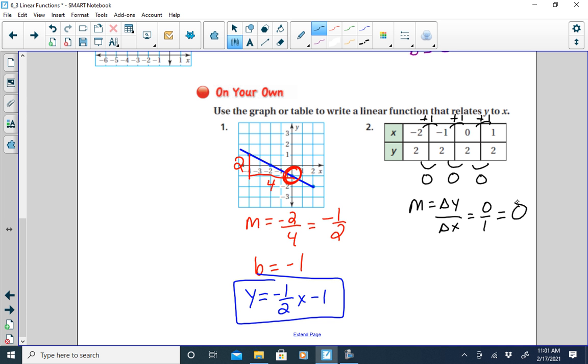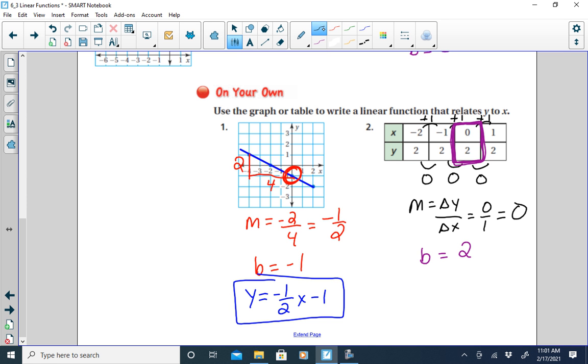A slope of 0 we know is a horizontal line. But to write the equation of the horizontal line, we still need that y-intercept, because where will that horizontal line cross the y-axis? Once again, we need our output when the input is 0. So we look at the data in the table and find our output when the input is 0, and I can see right here that our b is going to be equal to 2.